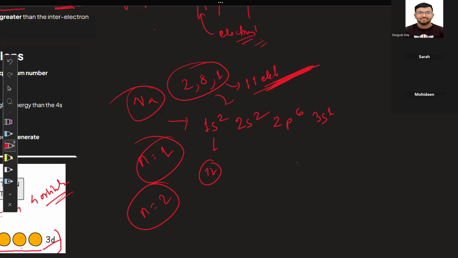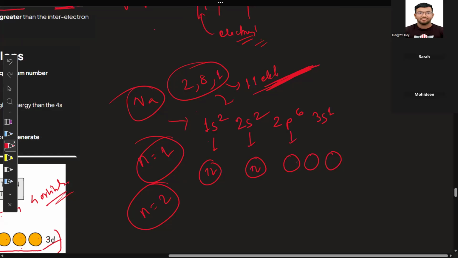That means two different types of orbitals are there. Among these orbitals, the s orbital has only one subshell, and the p orbital has how many? Three subshells, isn't it? So as you can see, what does the power represent here? The power basically represents the number of electrons.